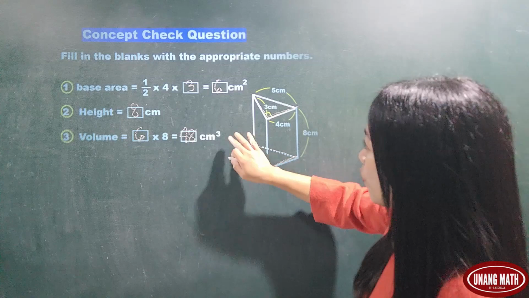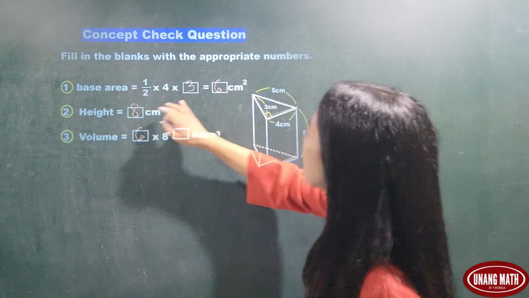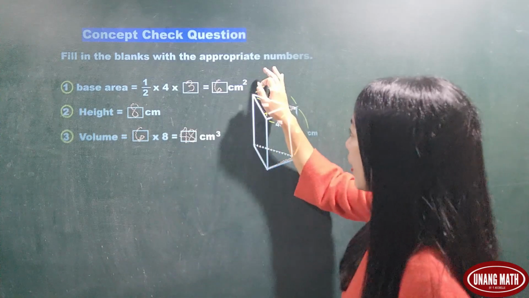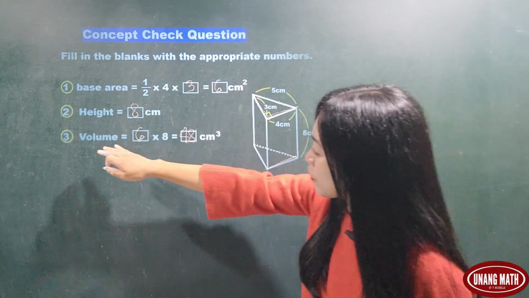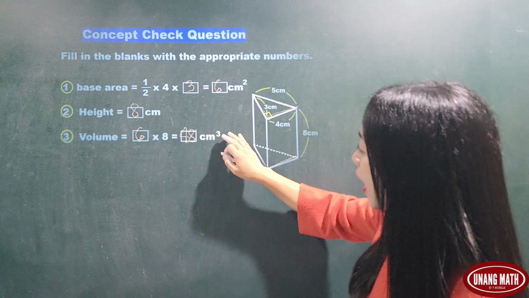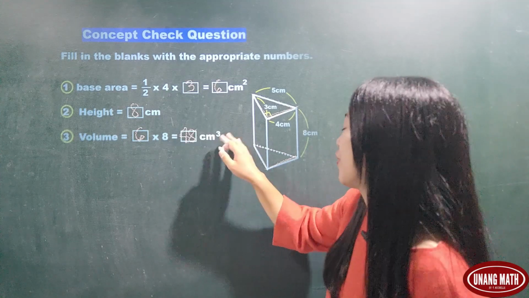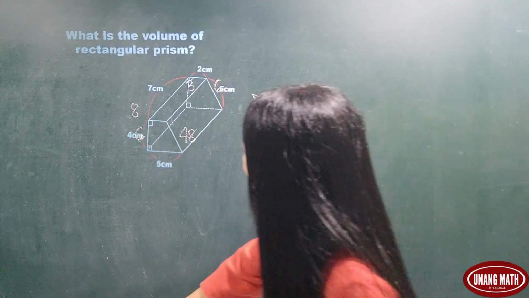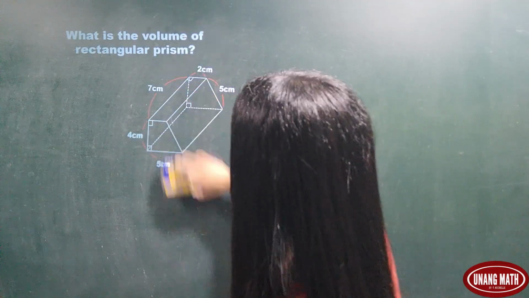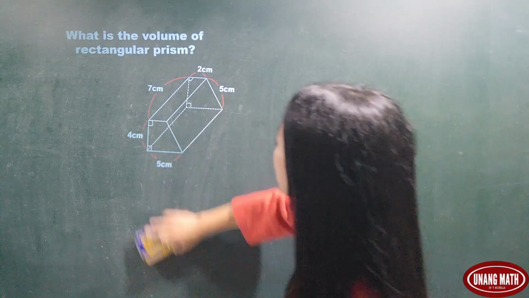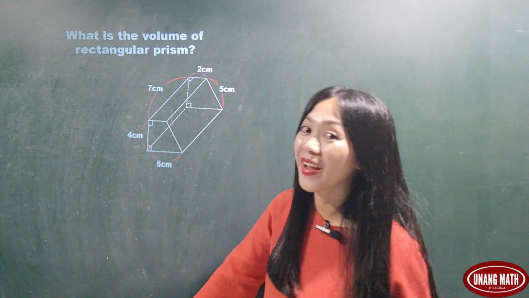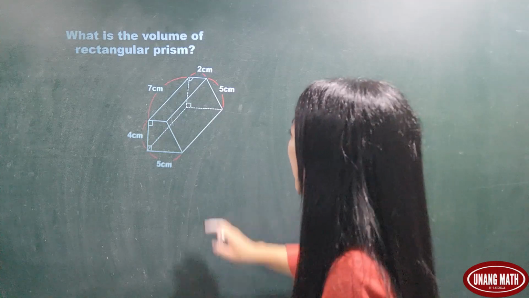Okay, take a look at this one. If it's area, then our unit would be in squared units, so square centimeters. But if it's volume, it will be cubic units, so cubic centimeters. Okay, this time, let's answer this simple problem. What will be the volume of this rectangular prism?